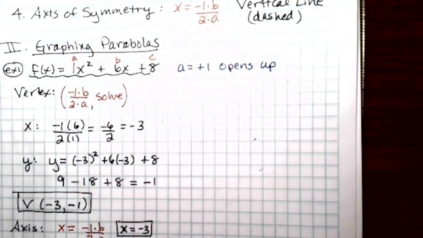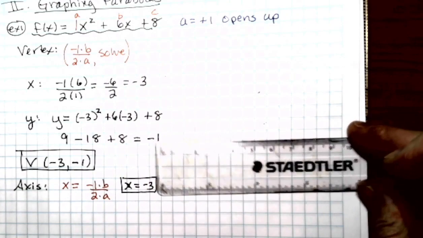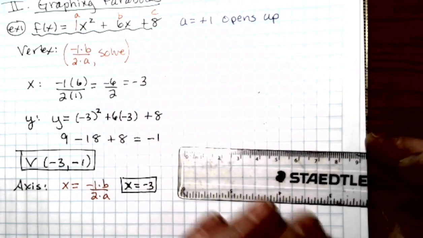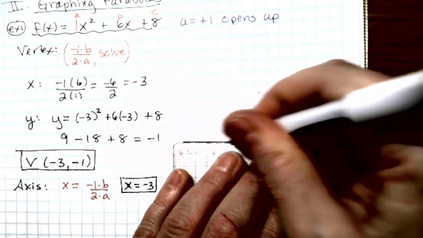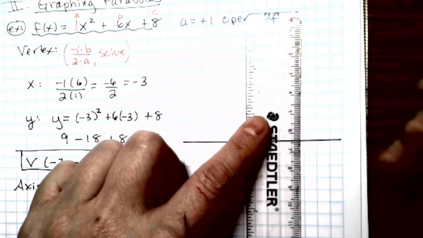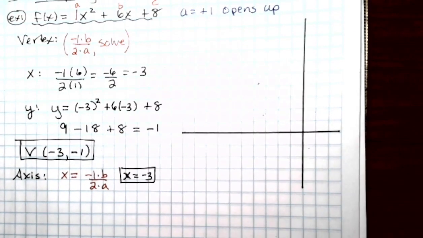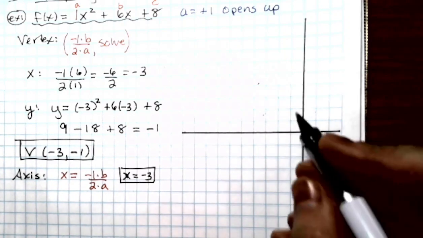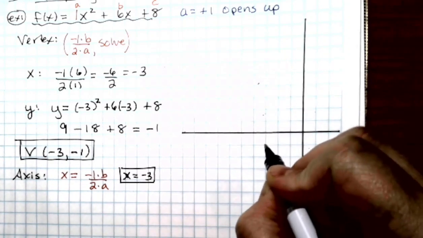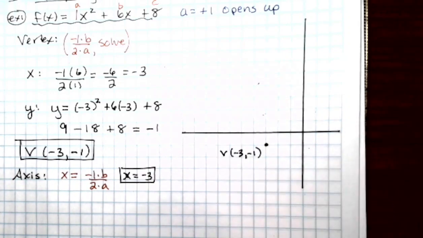All right, come over here to the blank part at the right-hand side. Use your straight edge, and we're going to draw ourselves a pair of axes. You can scoot the y-axis over to the right quite a bit. And we're going to graph what we have so far. So far, we have a vertex, which is -3, -1. So 1, 2, 3, down 1. Label it with a V, -3, -1.